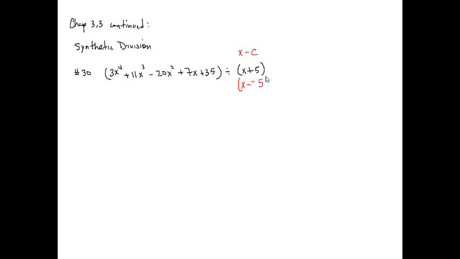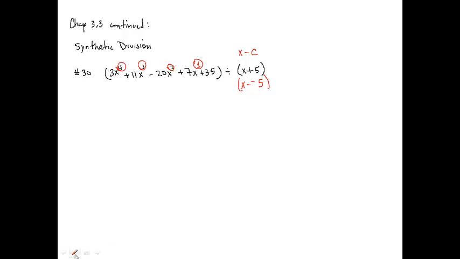So really this is 3x to the fourth plus 11x to the third minus 20x squared plus 7x plus 35 divided by x minus -5. Okay? And again, we're going to follow the same rules we did for our long division in the beginning. Everything should be in standard form. So 4, 3, 2, 1, and my constant term. So that matches. And also, if I was missing terms, it would be very important to put zeros there. So if you're missing terms, you have to put zeros there.